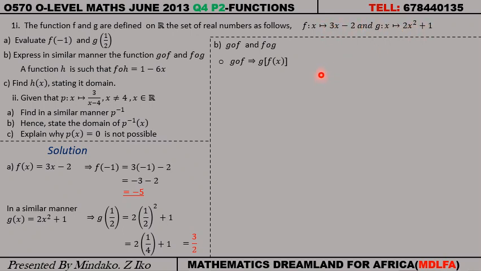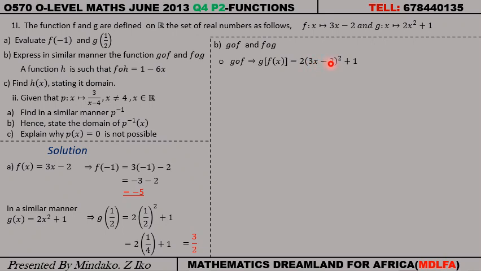So at the end of the day, we are going to have 2 multiplied by the function f, then square it, plus 1. This is my function f, where f of x is 3x minus 2. So it's like saying this is my g and this is my f of x.